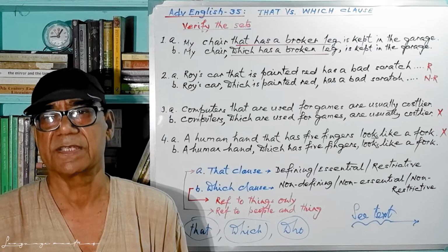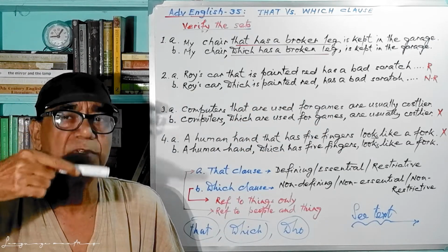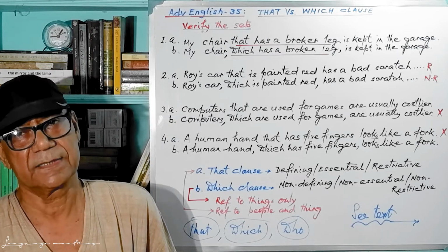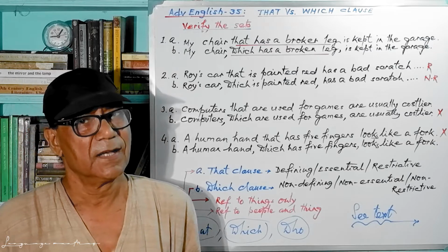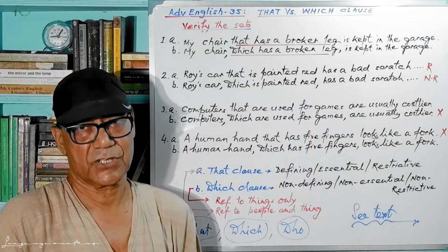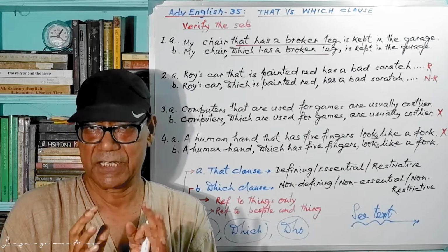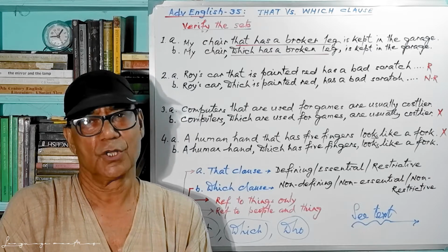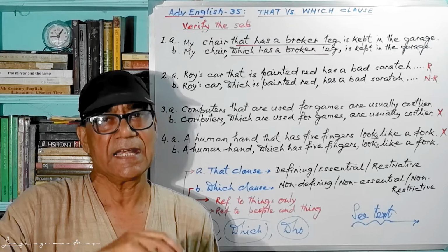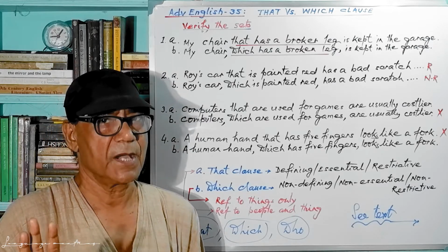So it is obvious this part, which is painted red, is the descriptive clause. It describes Roy's only one car. So this is what I want to mean by descriptive and restrictive. Restrictive refers to singling out, refers to identifying something, and descriptive refers to describing something. I think you have some idea now.